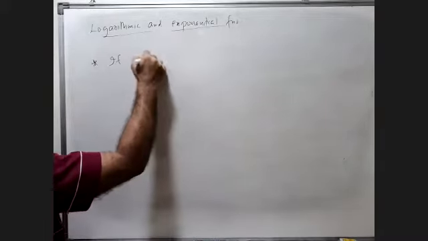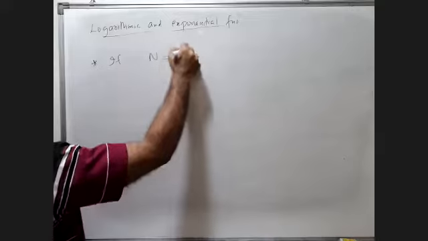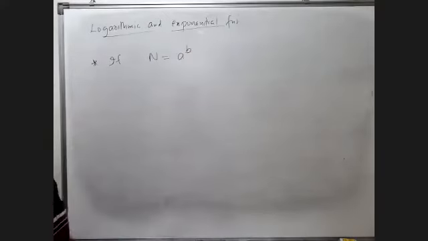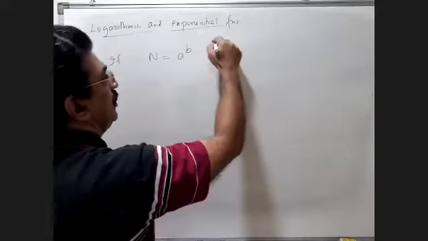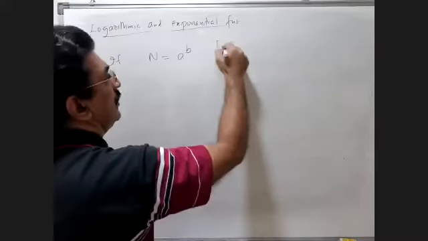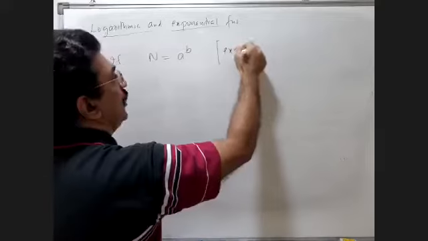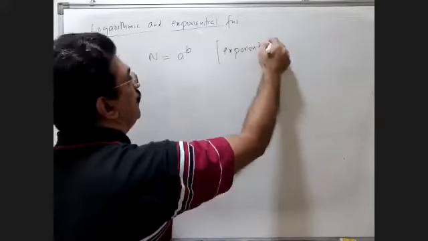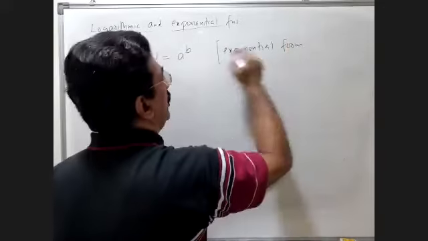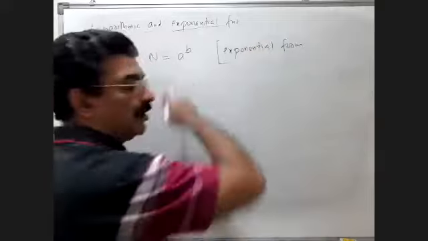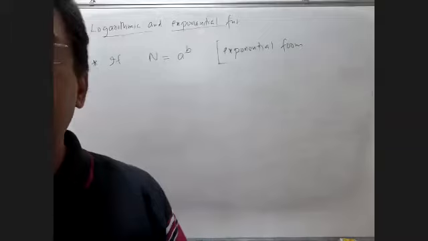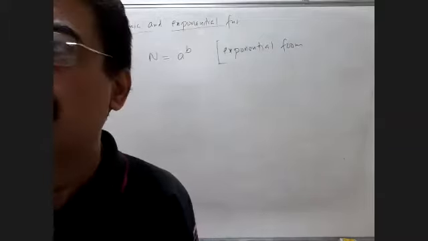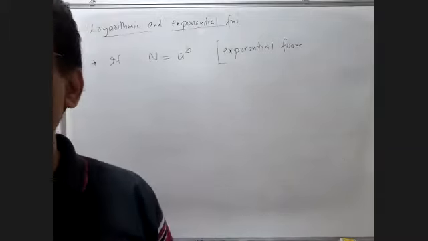If N is equal to a raised to b, you will write that. This is the exponential form. N is equal to a raised to b. Even when we write 2 cube, 2 square, x square, these are all in the exponential form.